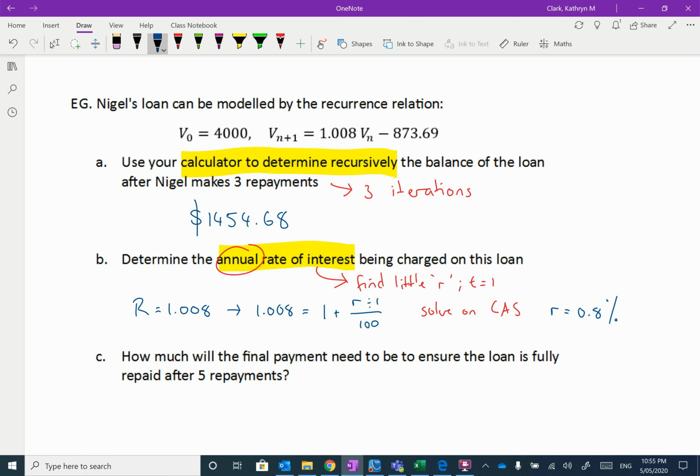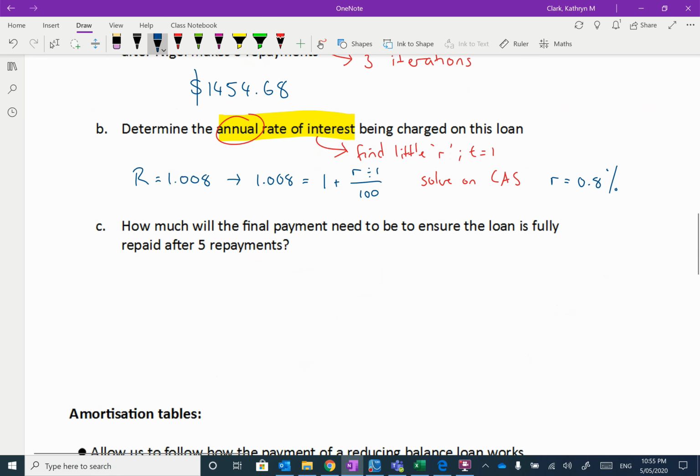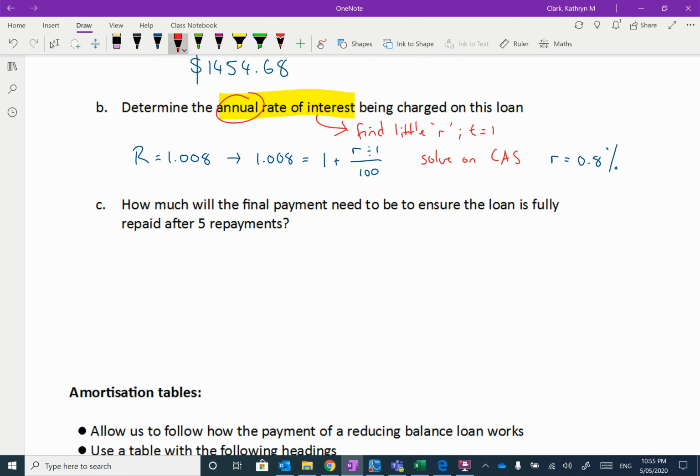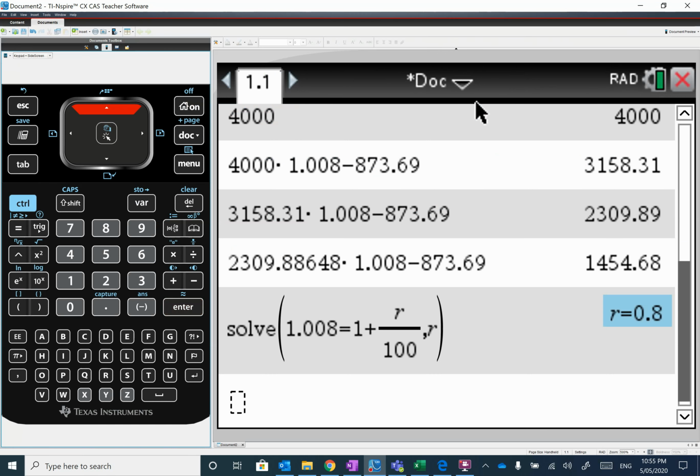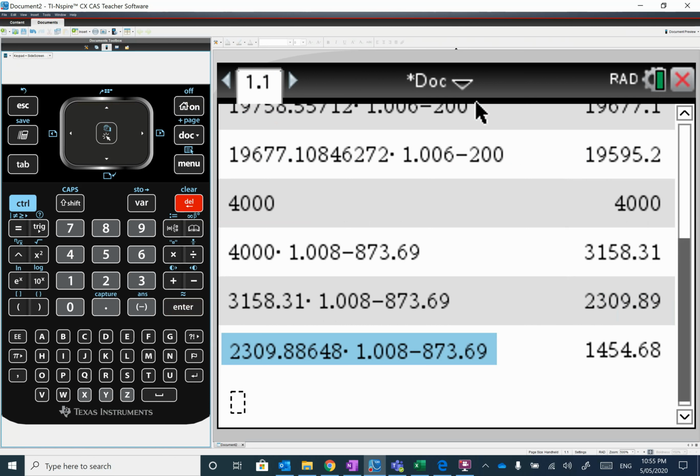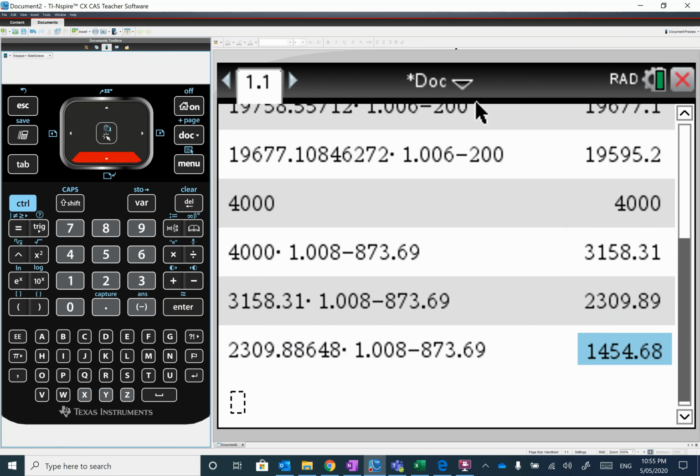All right. How much will the final payment need to be to ensure the loan is fully repaid after 5 payments? Okay. So to do this, we're going to see how much is owing after 4 payments. We just want to check how much is owing. At this stage, I've already done 3. Let's see if my calculator will keep going. No, dang it. I'm going to have to go back up and start again.